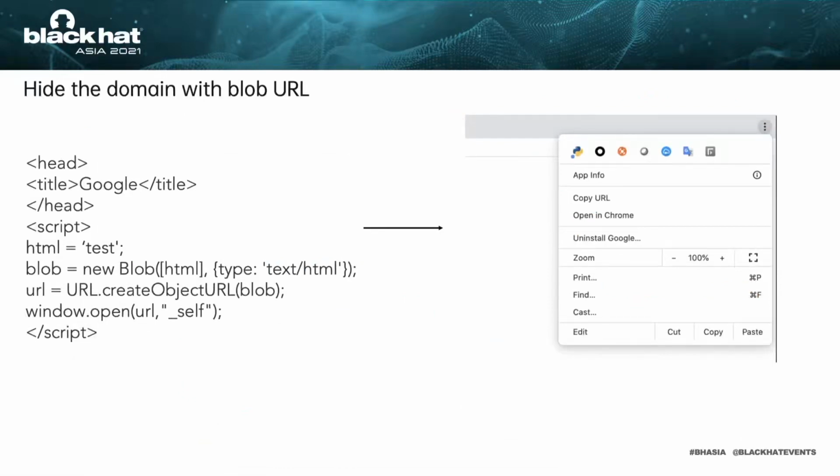How could we achieve this goal? We can use a special protocol, blob. You can see it in this picture. If we open a blob URL in the PWA app window, the domain information in the app info widget will be shown as blank. But until this step, the victim still cannot trust this PWA app because he doesn't see any domain he can trust. So we should give them the domain.